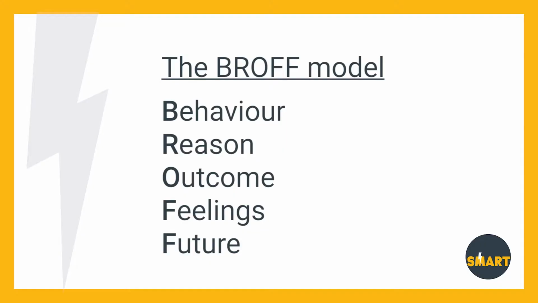So what the BROFF model pretty much consists of is 5 key aspects. So the B is for behavior, the R is for reasons, the O is for outcome, the F is for feelings, and then the final F is about talking about the future. So we'll go through each of those in turn.